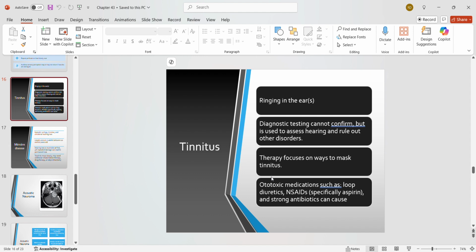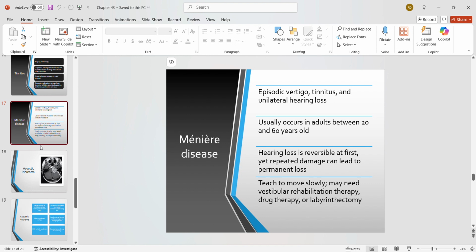Counseling can help cope with the emotional impact, or medications. Some medications are used to manage tinnitus-related symptoms like anxiety or depression. All right, then we get into Meniere's disease.